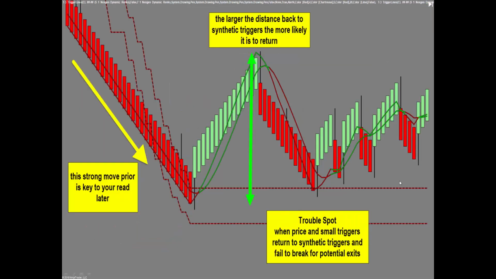And you'll see the same trigger line look again. Strong move, wide gap back to maybe Fibonacci resistance. More potential to get back to the trigger lines.